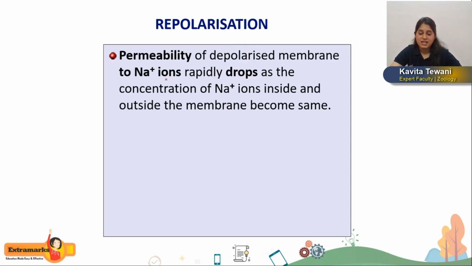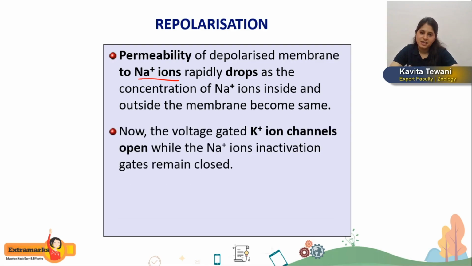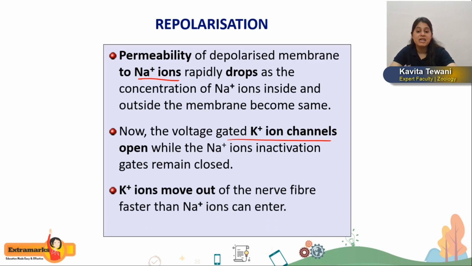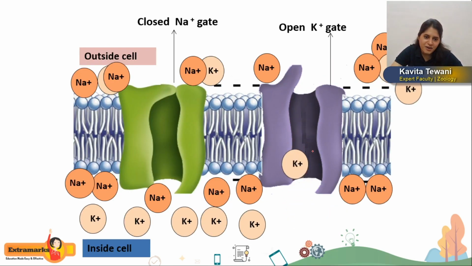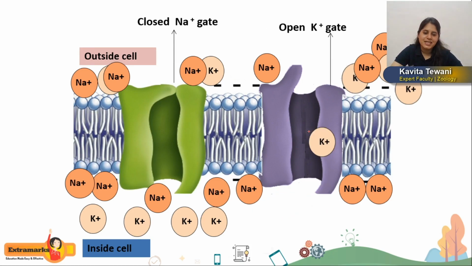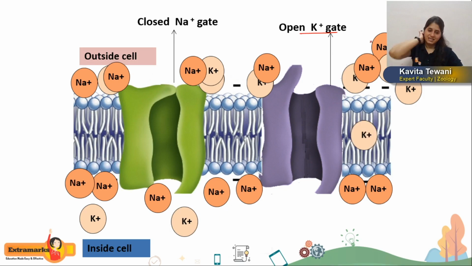Permeability of the depolarized membrane to Na plus ions rapidly drops. And now the voltage gated K plus ion channels are going to open. Now there will be outflux, K plus ions moving out. As I told you, see how they are moving out. These purple colored gated channels are K plus gated channels, and the K plus ions are going out one by one.